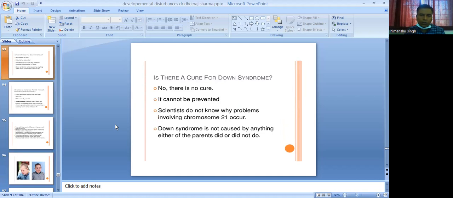Now, a very frequently asked question for Down syndrome is, is there any cure? No, there is no cure, and scientists do not know why the problems involving chromosome 21 occur.